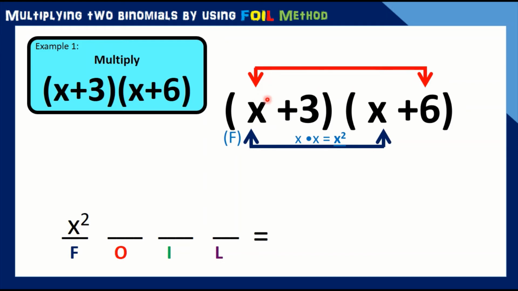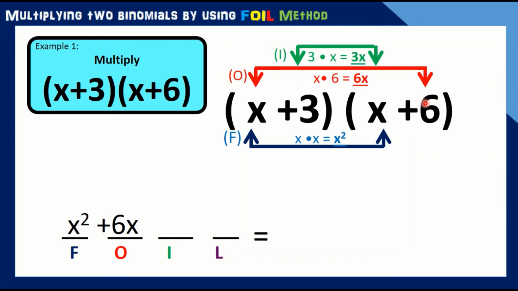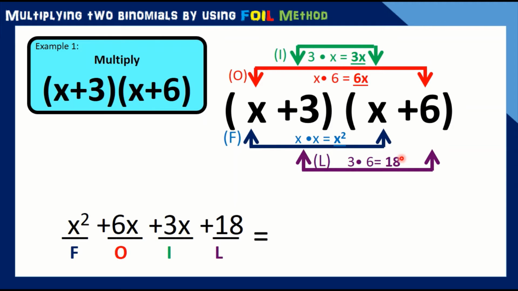Here, the outer terms are x and positive 6. X times positive 6 equals positive 6x. Next, we have the inner terms. We have 3 times x equals 3x. And then last terms, we have positive 3 times positive 6. So 3 times 6 equals positive 18.